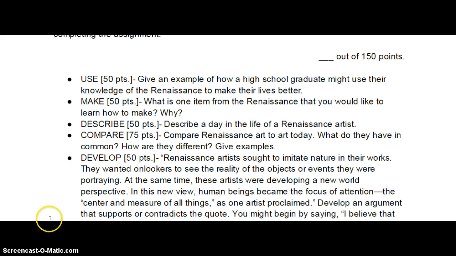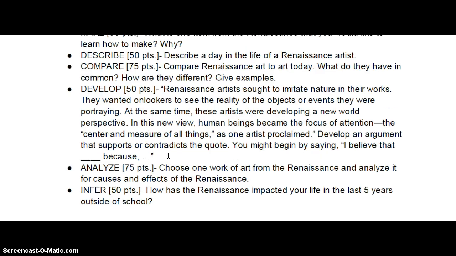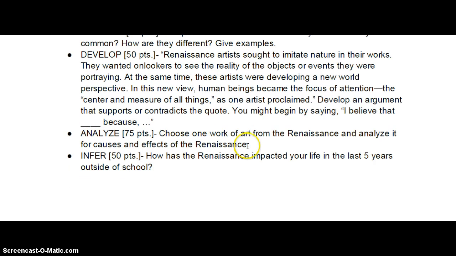The next one asks you to read over the quote that talks about Renaissance art, and then to develop an argument that supports or contradicts the quote using what you know about causes and effects of the Renaissance. Analyze, you're going to pick one work from the Renaissance, and analyze it for causes and effect of the Renaissance. So, for example, you might look at the Mona Lisa and say, what can that painting tell me about the causes or effects of the Renaissance? How can I show, say, humanism by looking at the painting?